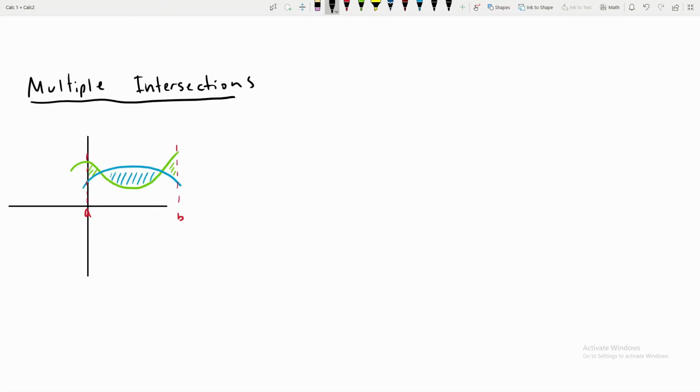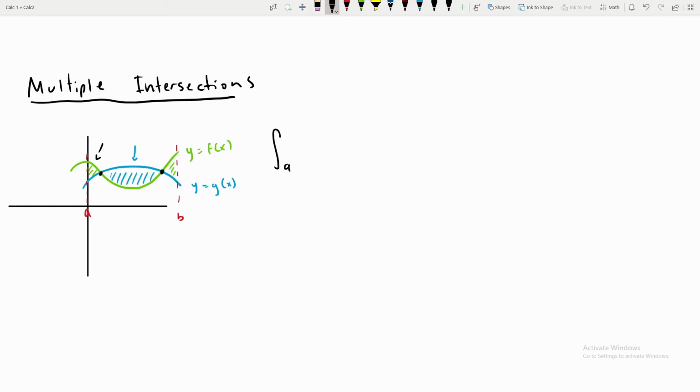So now moving on to multiple intersections. There are certain functions that will intersect multiple times, and within those intersections, the function that is larger ends up changing. So as you can see in this case, here's the first intersection, here's the second intersection, and on here, if we label the green curve y equals f of x, then f of x is larger. But on another interval, on this specific interval, y equals g of x is greater. So how do we go about computing this integral?